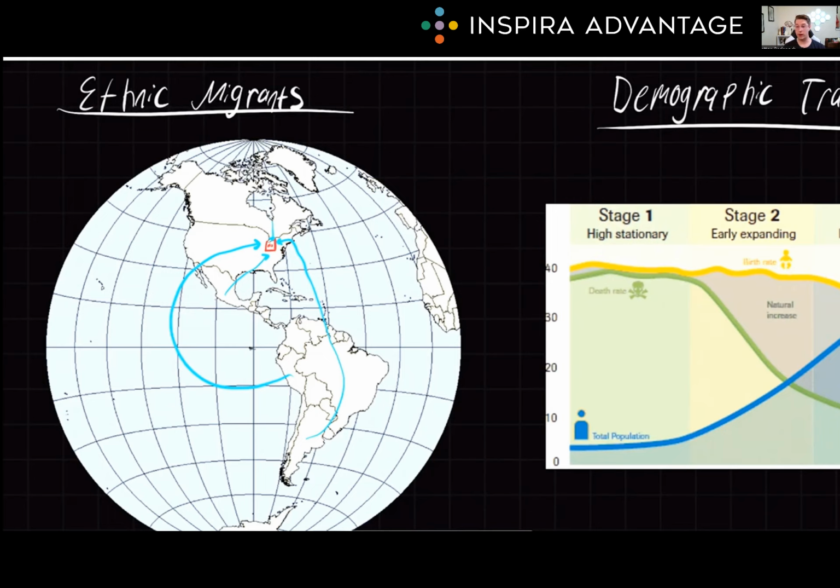A person who's migrating might be an ethnic migrant. Ethnic migrants are members of ethnic groups who emigrate to more industrialized countries. They tend to have lower fertility and mortality rates compared to the industrialized nation's population. This can be due to factors such as better access to healthcare and education. So in this example, we have people from South America moving to Ohio in the United States.